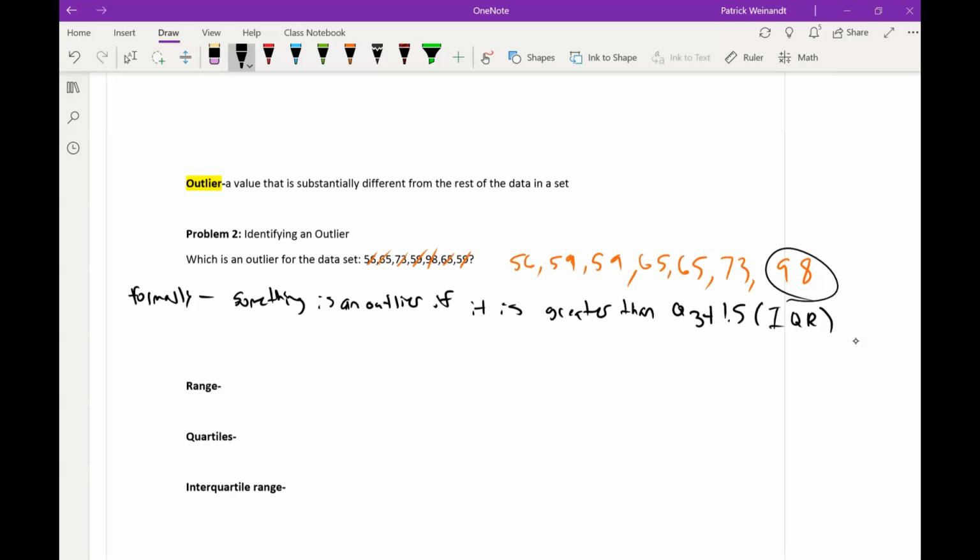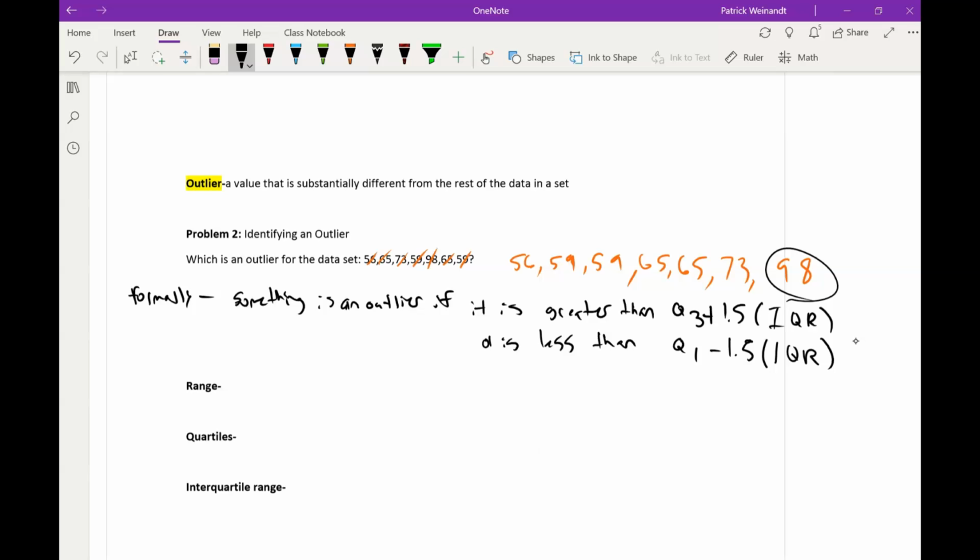These might be some new words to you, and you're probably thinking, what the heck does that mean? We'll talk about that in a little bit. So it's an outlier if it is greater than quartile 3 plus 1.5 times the interquartile range, or is less than quartile 1 minus 1.5 times the interquartile range. Okay, so these are how you can formally show that something is an outlier. But to do that, we need to talk about what quartiles are and review what a range is.